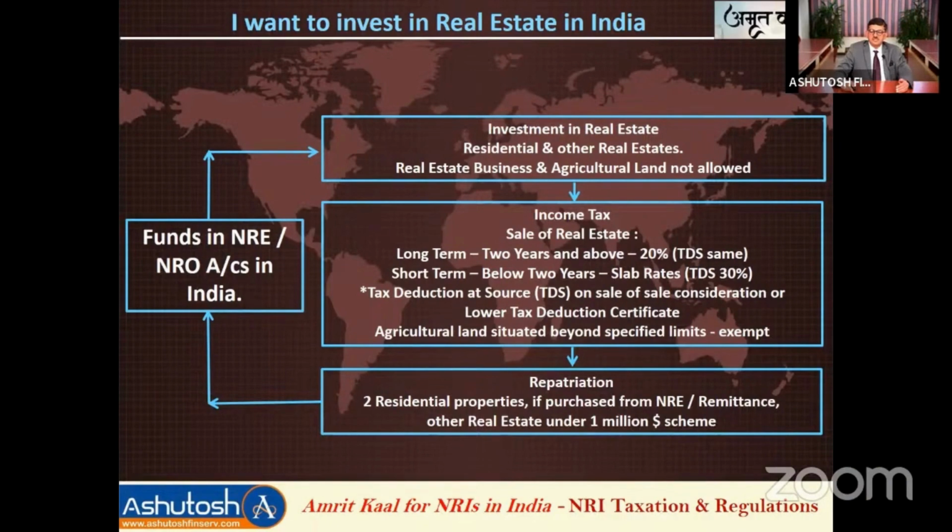is 30%. Now, the amount on which the TDS is supposed to be made by the buyer of the real estate. So the NRI is a seller and maybe a resident Indian is a buyer. So when the payment is made to the NRI, the TDS is applied on the entire sale consideration, not just the gains on the transaction.